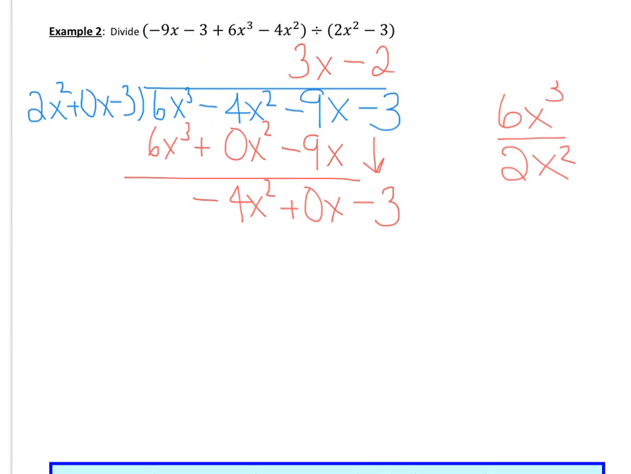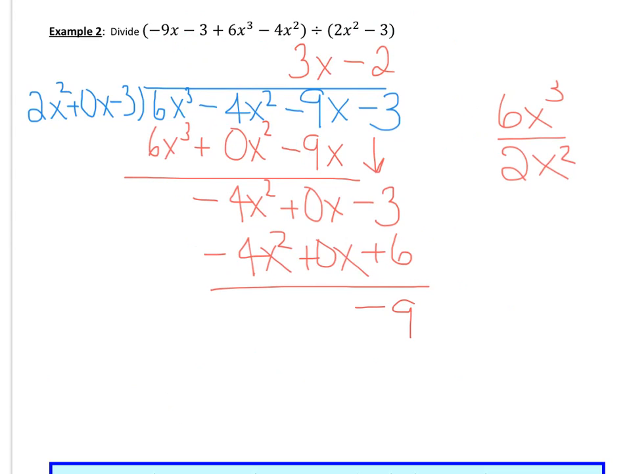And now we're going to multiply negative 2 times our divisor. So we get negative 4x squared. Negative 2 times 0 is 0x. And negative 2 times negative 3 is positive 6. And again, we're going to subtract. We get 0. Negative 3 minus 6 gives us negative 9. Okay, and you're going to need to practice this process to get really, really good at this process.